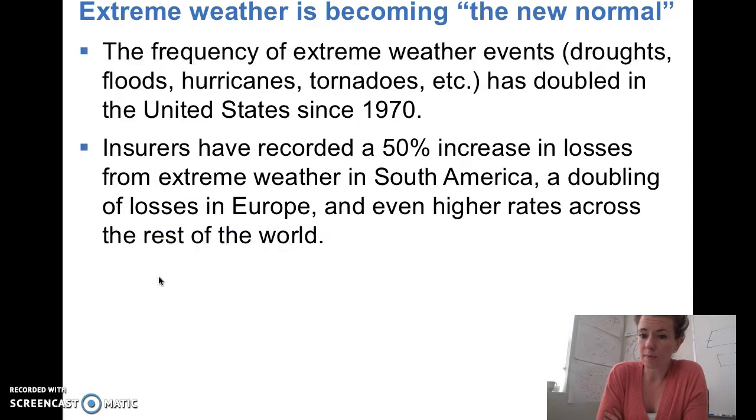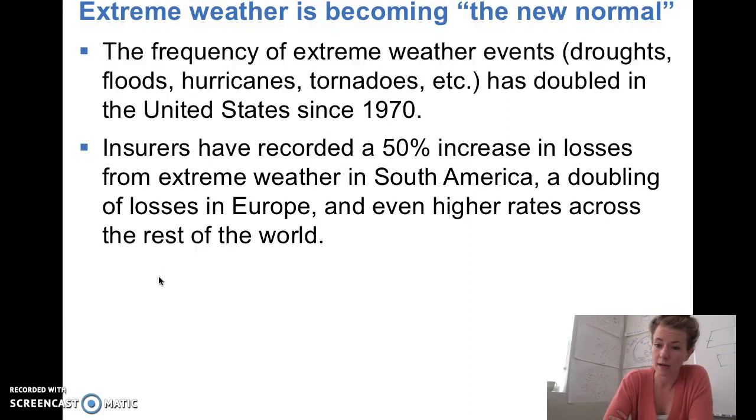And so I just talked about big storms and heat waves and things like that. Extreme weather is becoming the new normal. We're just getting used to it. The frequency of extreme weather events, droughts, floods, hurricanes, tornadoes, etc., has doubled in the United States since 1970. So the frequency of any of those crazy things has doubled since 1970. That's a lot in not a lot of time, and that's not even counting how long humans have been on the earth.